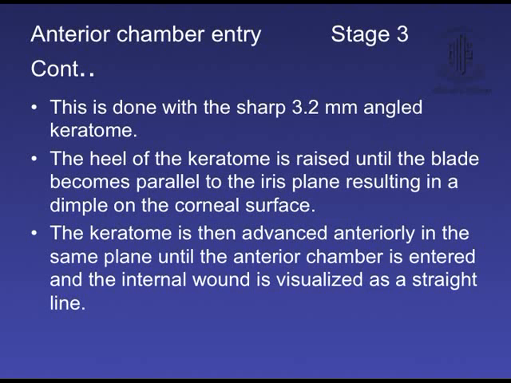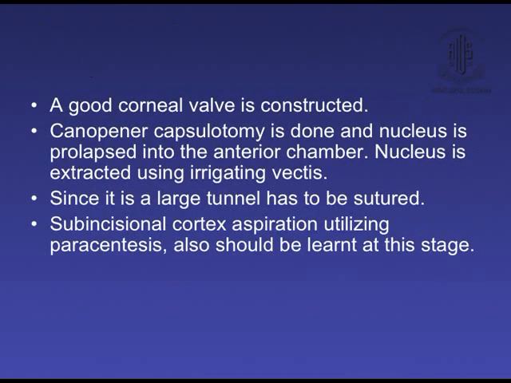Anterior chamber entry is done at this stage itself. It is done with a 3.2 millimeter angle keratome. The heel of the keratome is raised until the blade becomes parallel to the iris plane, resulting in a dimple on the corneal surface. The keratome is then advanced anteriorly in the same plane until the anterior chamber is entered and the internal wound is visualized as a straight line. Thus, a good corneal valve is constructed if the surgeon proceeds in this manner.